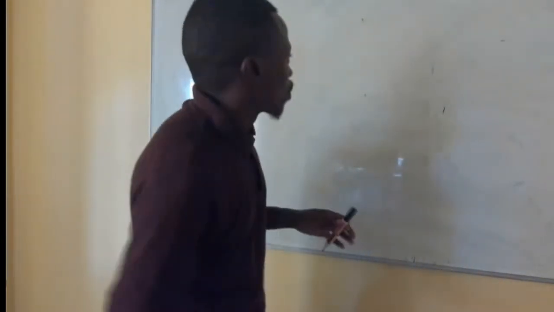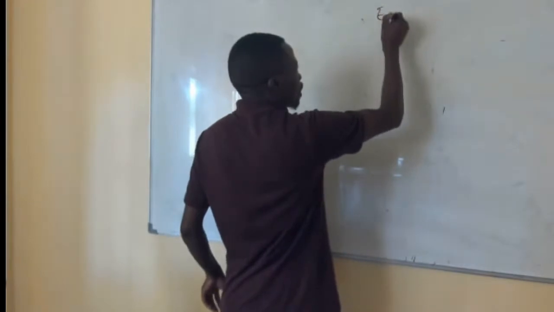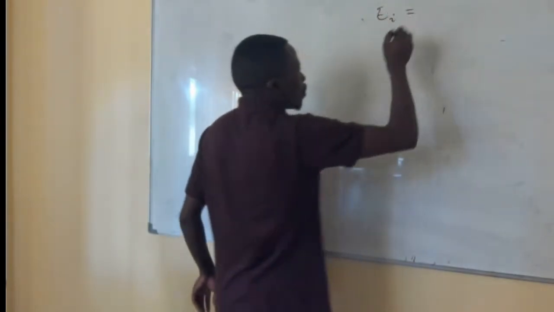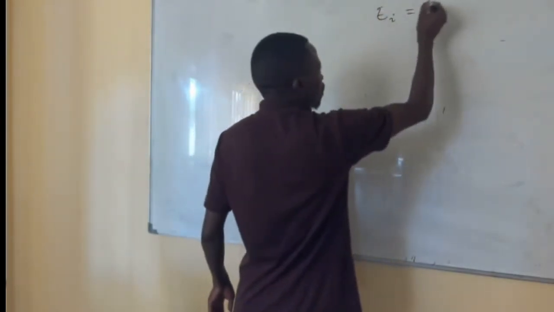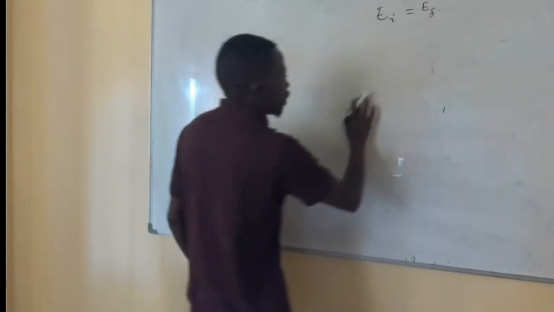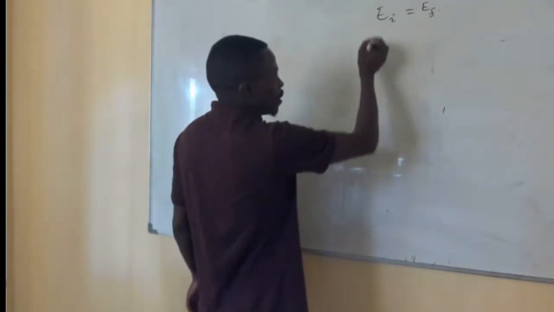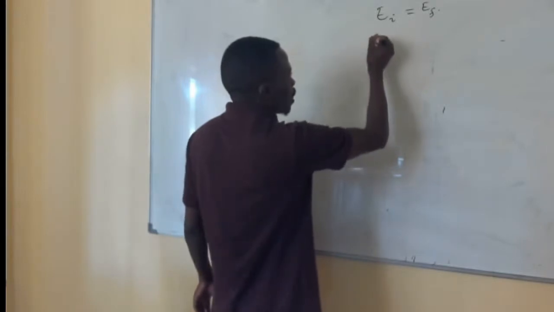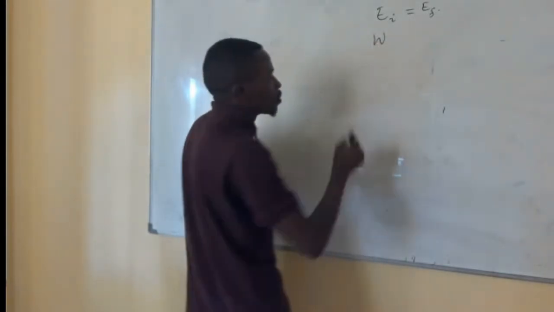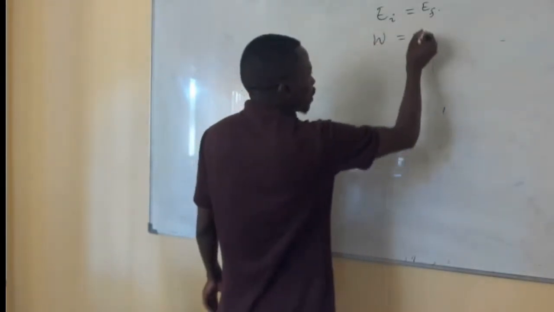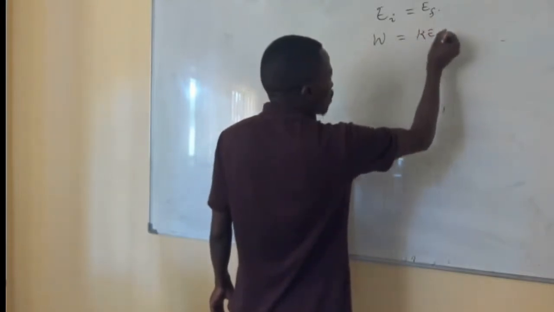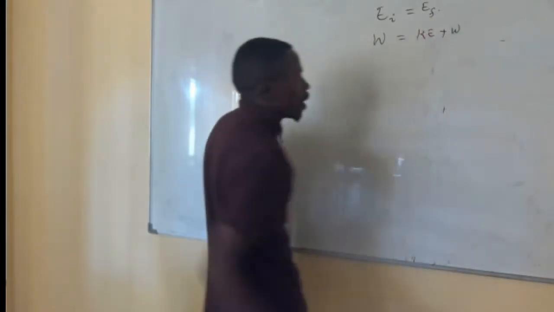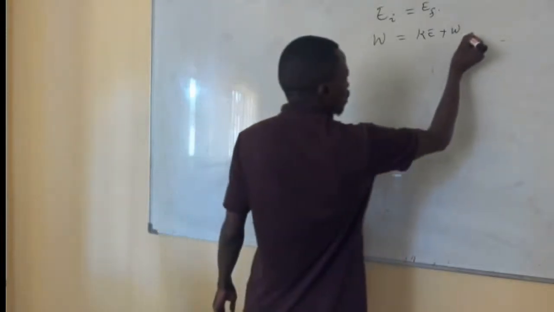Okay. So we know that the total energy initial is equal to the total energy final, and then we determine that the only thing that remains on our left hand side is the work done that is required to move the system, which would give us the kinetic energy plus the work required to move against friction.